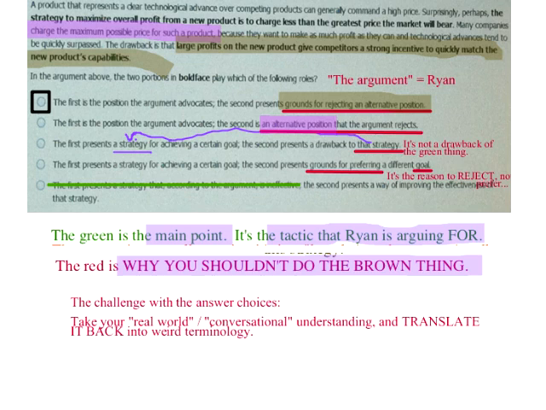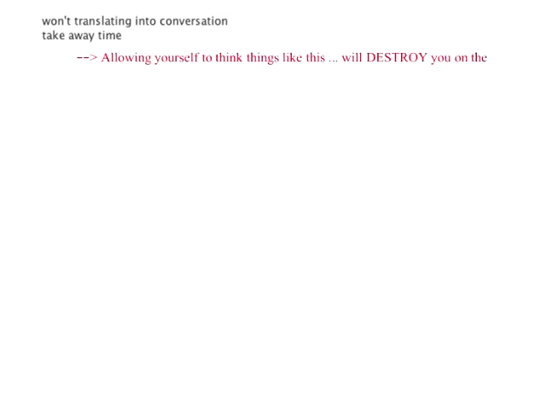Again, more importantly, make sure you don't think in this sort of way in general. I mean, this is a good example of the mentality that will just destroy you on this exam. If you have thoughts like this, even allowing yourself to have this kind of thought, allowing yourself to think things like this will destroy you on the GMAT.